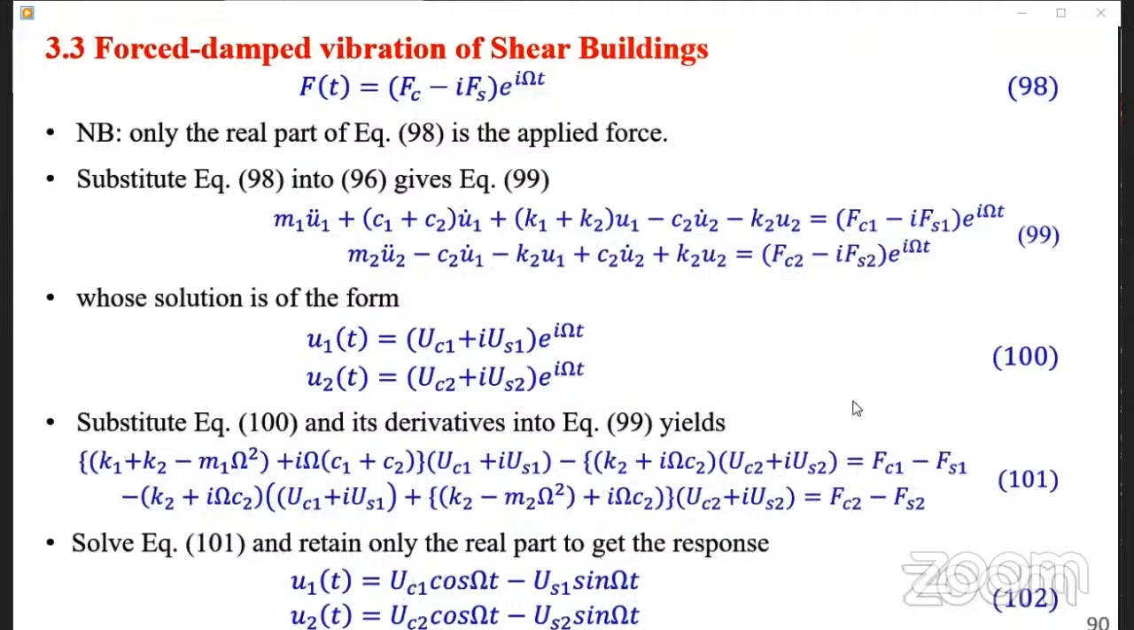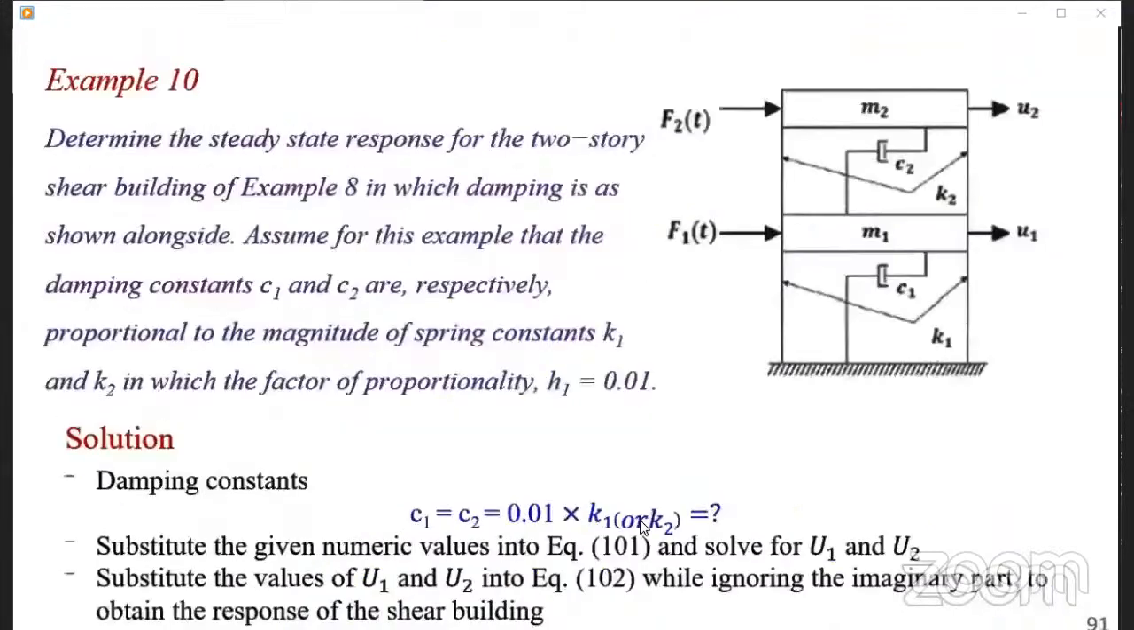So the work is here. Substituting the values in equation 101 to obtain the coefficients UC1 and UC2, and then you can substitute in equation 102. So that's one for practice.